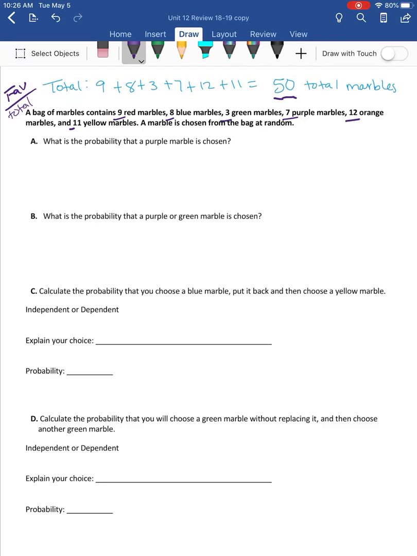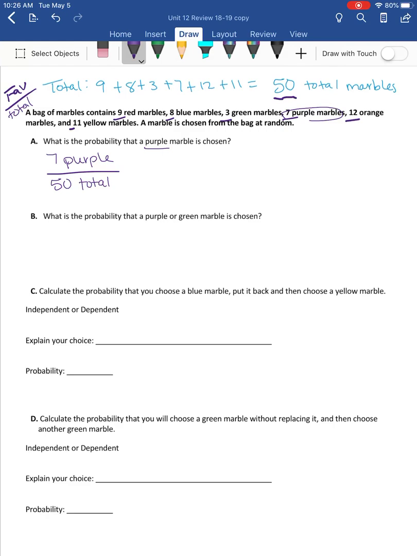So letter A just wants us to figure out what is the probability that a purple marble is chosen. Well, our problem says that there are 7 purple marbles, so that would be our favorable outcomes, out of our total outcomes, well, we decided there were 50 total.